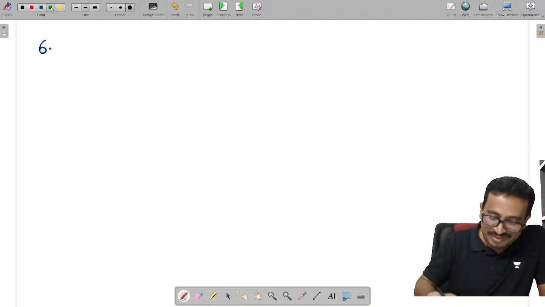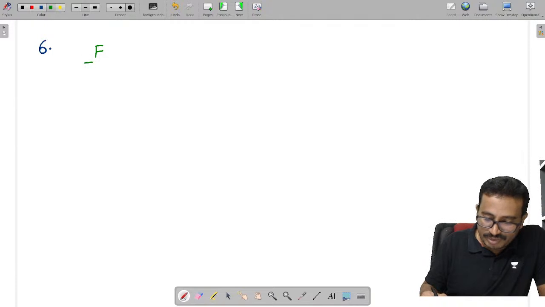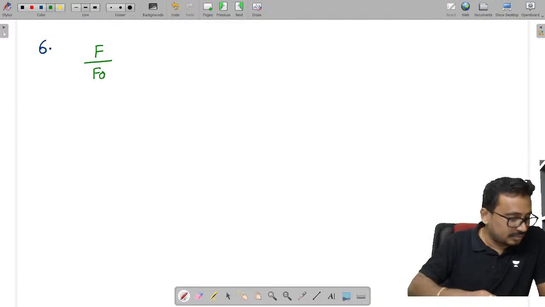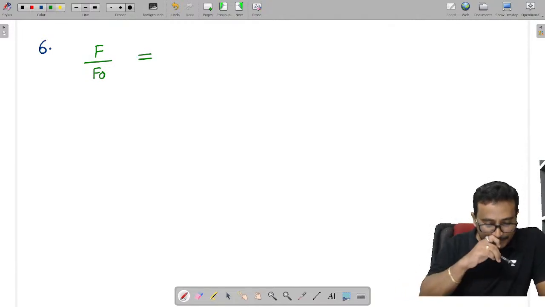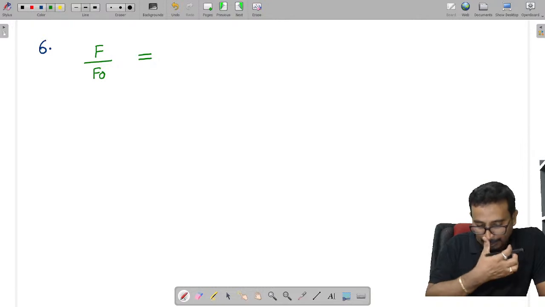Right, remember. Now if I take the ratio between F by F naught, can you tell me what I'll get, the ratio between these two?